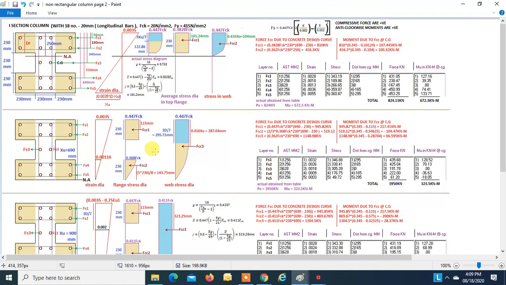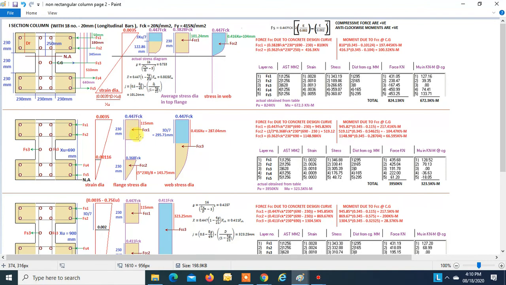We again know that for a distance 3D by 7, the strain 0.002 will be over here. So the stress will be constant in this region, that is 0.447 FCK. So this turns out to be 295.71, and this is only 230. So we will have a rectangular stress diagram with stress 0.447 FCK. So this FCC1 will fall at 115 from the top.